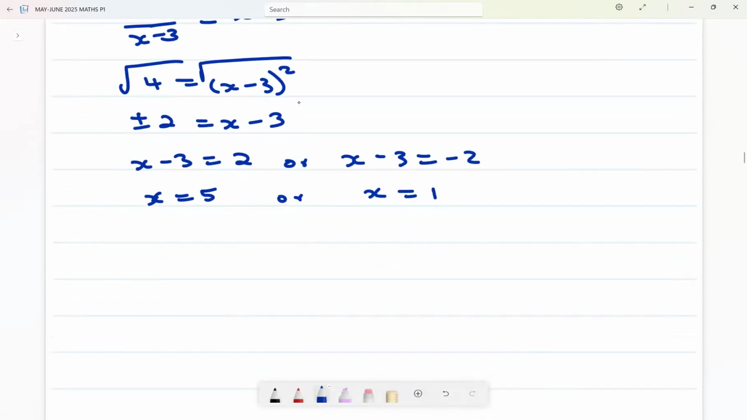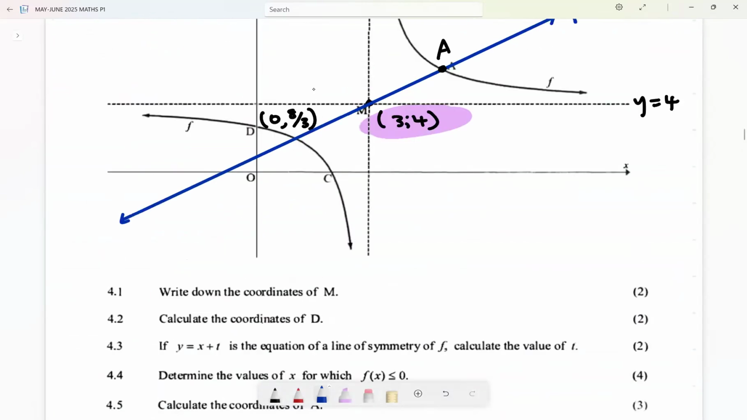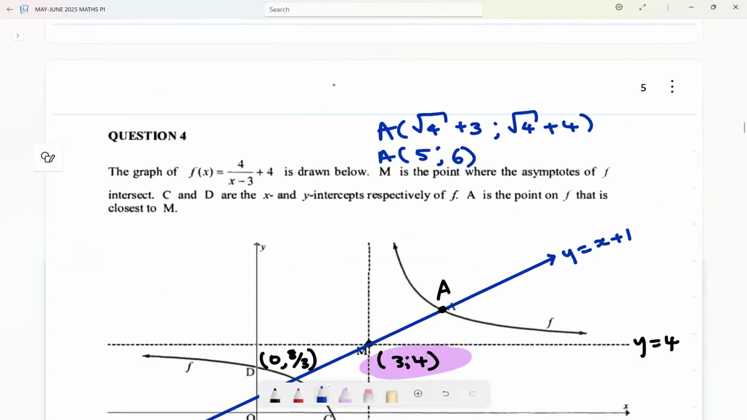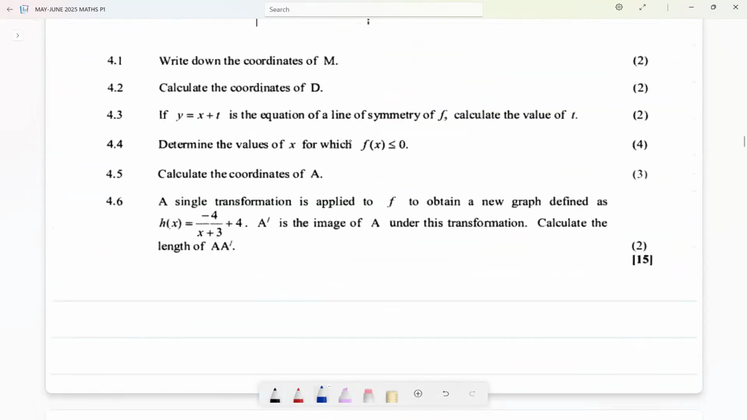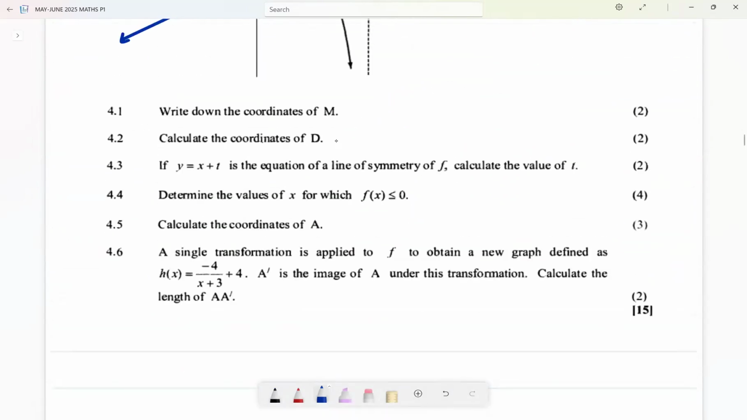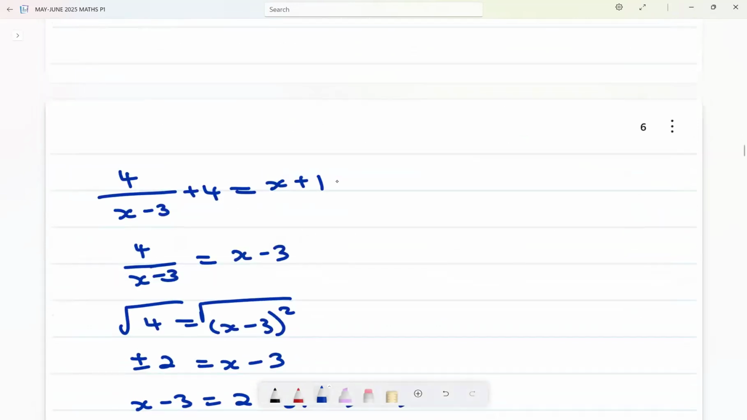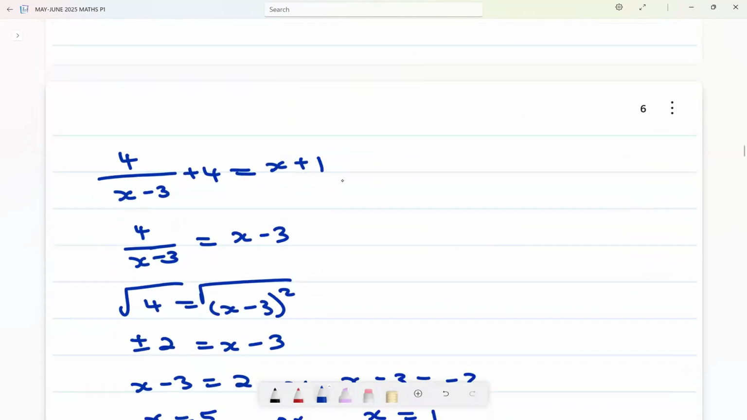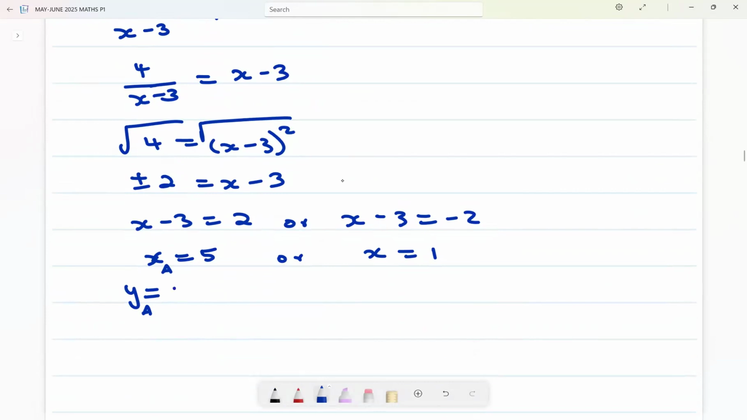So y is going to be equal to, this is the coordinate of A. I can substitute into this equation, this one or this one. So can you see, when I substitute into the equation of my symmetry, it's going to be x plus 1, which is going to be just 5 plus 1, which is 6. So the coordinate of A is going to be, when x is 5, y is equal to 6.